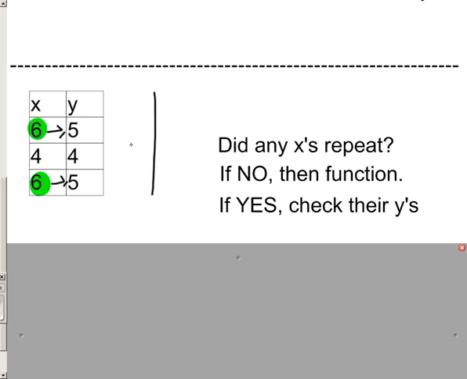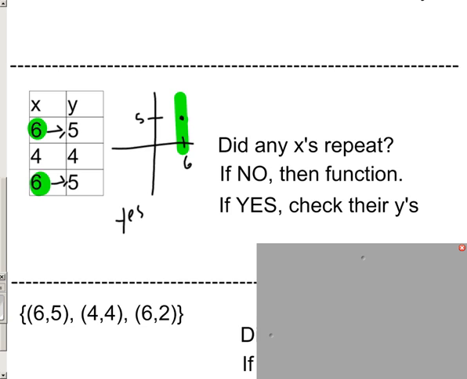If we looked at how it would look if we graphed it, here's 6 on the x-axis. Here's 5 on the y-axis. So here's 6, 5. I take this point and I graph it. And then I go graph 6, 5 again. It's going to be in the exact same spot. And that's okay because it's just one dot. And that passes a vertical line test. There's no other points that it's hitting. So yes, this is a function.